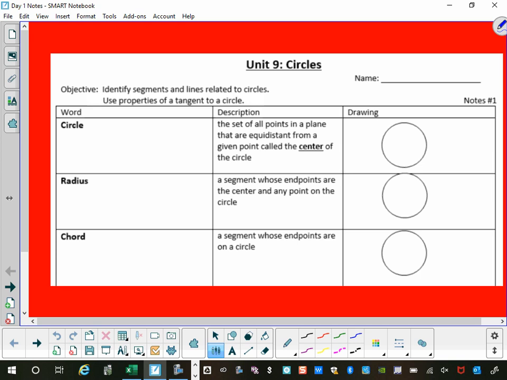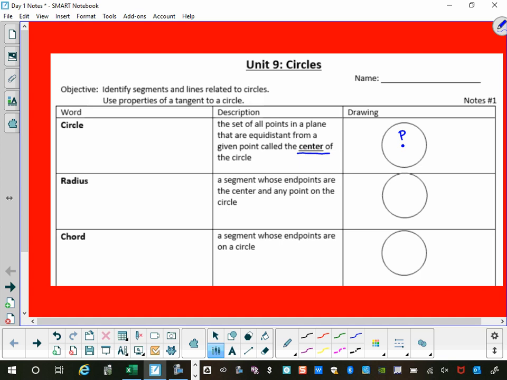So circles. Your objective is to identify segments and lines related to circles, and we're going to use properties of a tangent to a circle. All right, so they gave us the word, they gave us a definition. We are going to complete our drawing. So a circle, a set of all points in a plane that are equidistant from a given point called the center of the circle. So put a dot there.